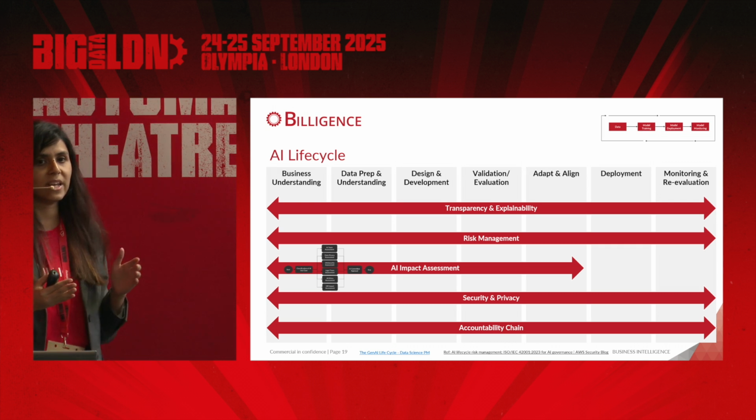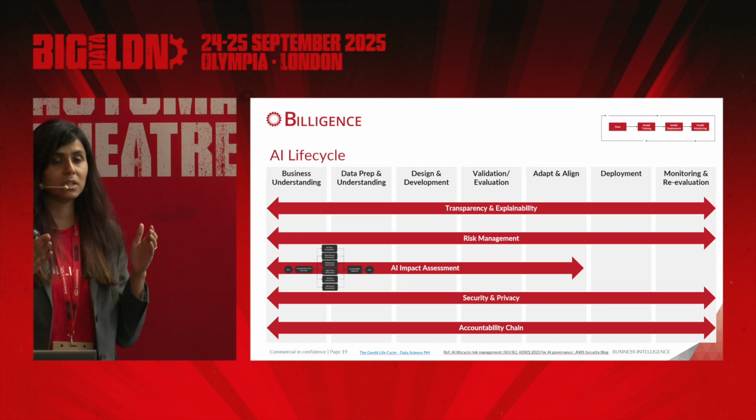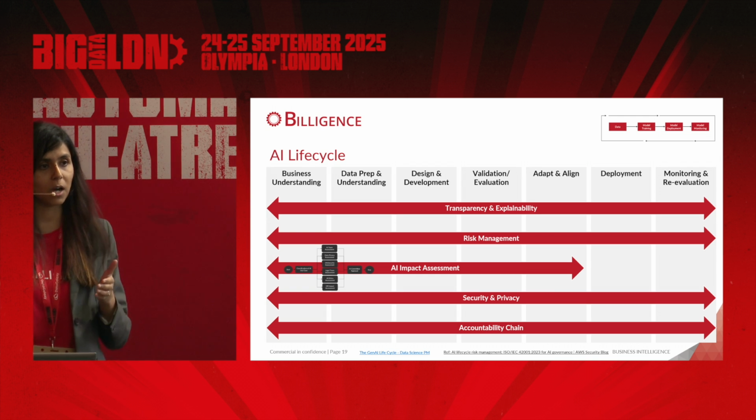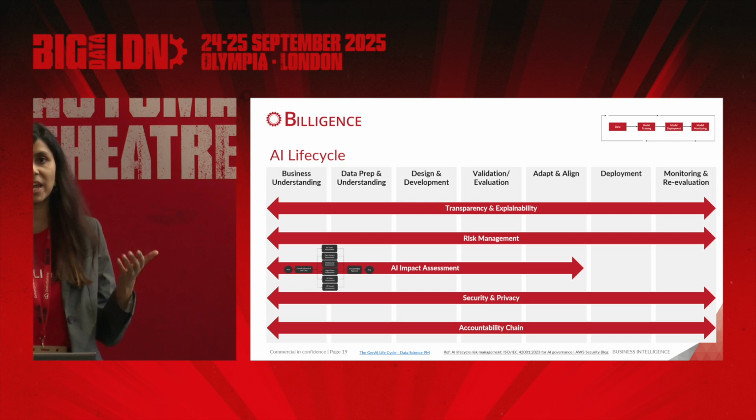Let's say transparency and explainability. And we spoke about this. So we have to make sure that the users understand what the model is about, what the purposes are, how it is going to be used, shared, retained.